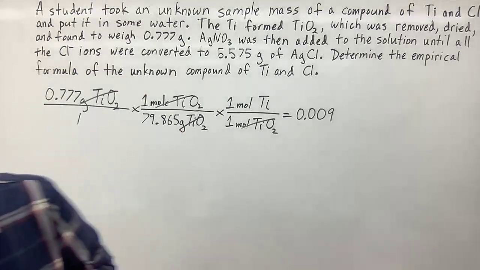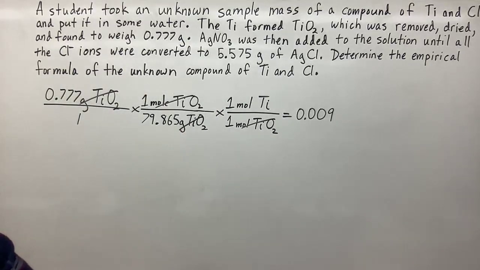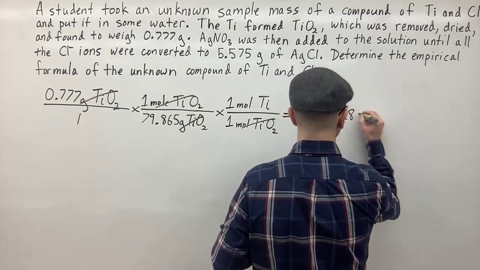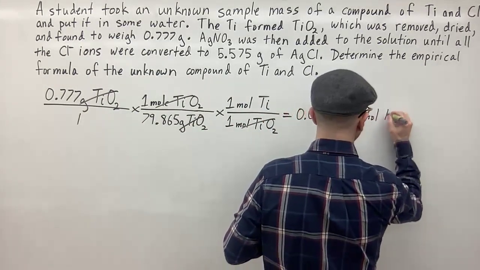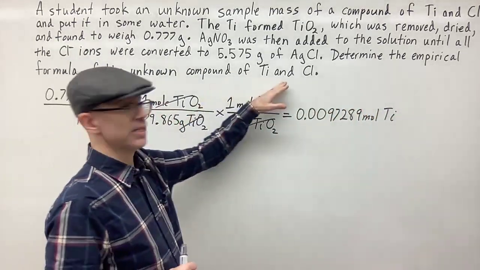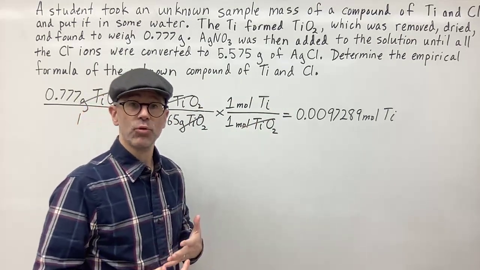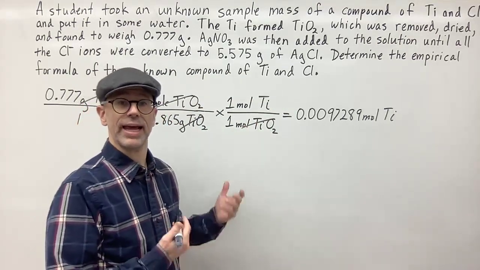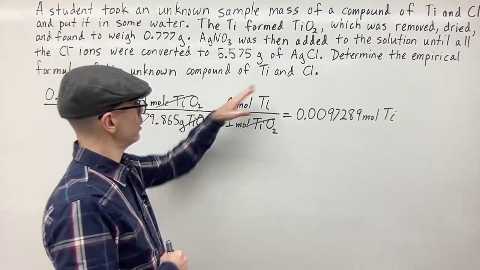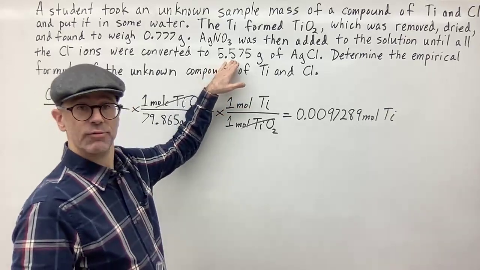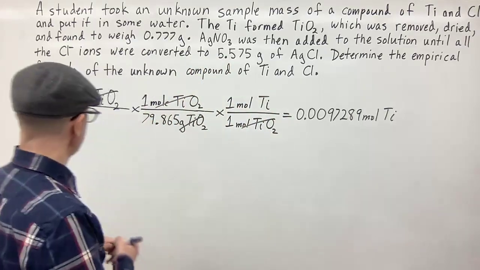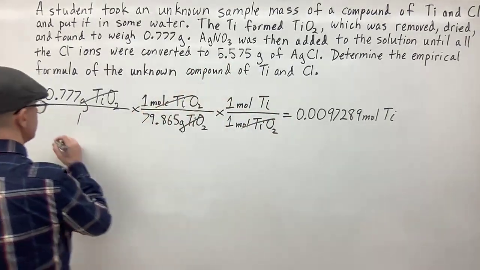0.009, was it 97289? 97289. So 97289 moles of titanium. And then we do the exact same thing with the silver chloride. All of the chlorine in the silver chloride came from our original sample. So when I convert from grams of silver chloride, I can get the moles of chlorine from my original sample because all of it is in the silver chloride.